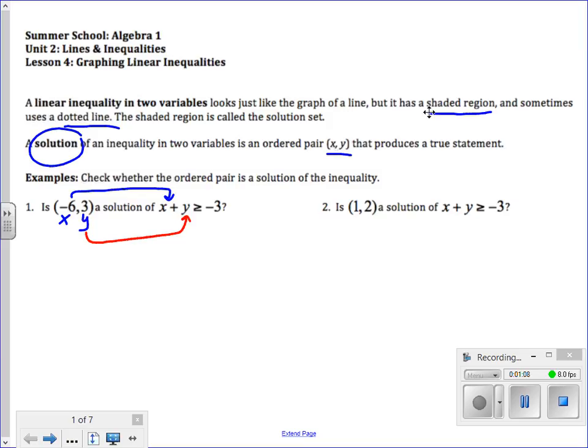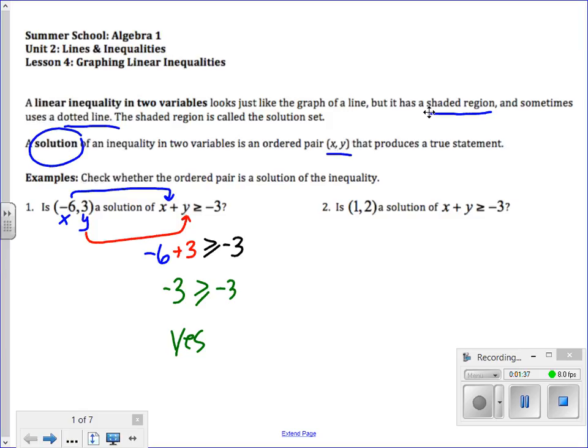So for x, when I do that, I end up with -6 + 3. I want to know if that's greater than or equal to -3. Well, -6 + 3 is -3, and -3 is definitely equal to -3. So yes, that point is a solution to the inequality.